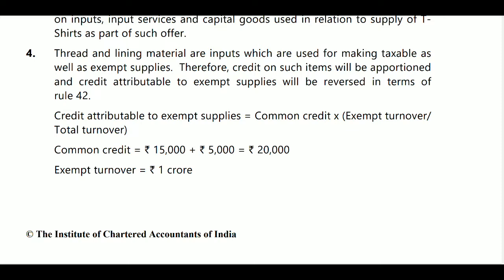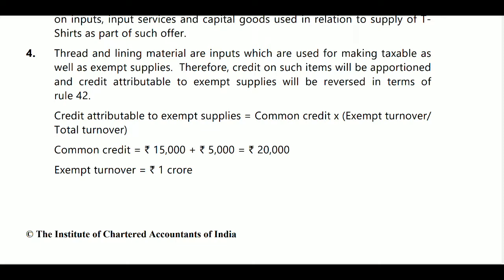How will we calculate based on this? Credit attributable to exempted supplies is equal to common credit into exempted turnover divided by total turnover. Next, common credit is equal to 15,000 plus 5,000, that is thread 15,000, lining 5,000. Total 20,000 will be common credit. Exempted turnover was provided 1 crore, total turnover provided 5 crores. Total this will be 1 crore plus 4 crore total turnover.